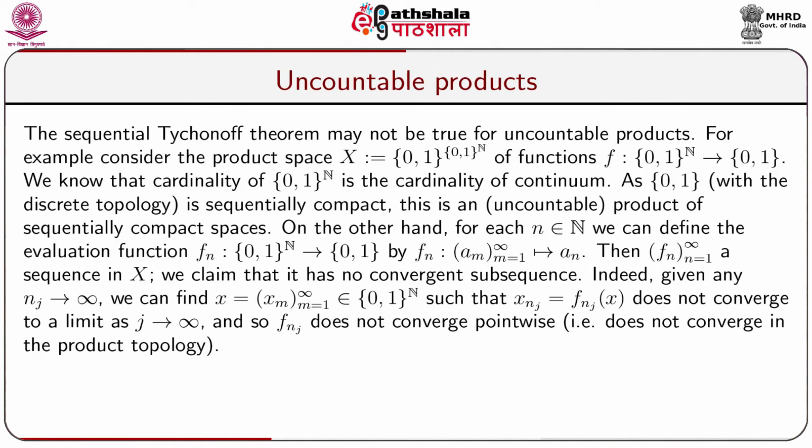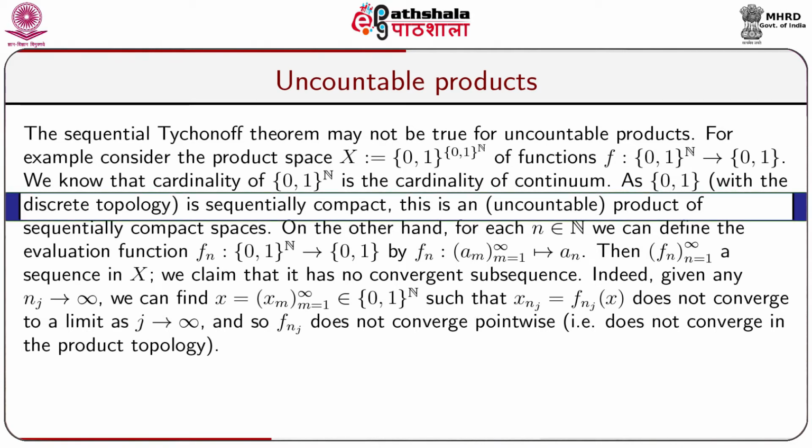But an uncountable product of sequentially compact spaces may not be sequentially compact. For example, consider the product space {0,1}^{{0,1}^N}. That means all functions from {0,1}^N to the set {0,1}. As the singleton set {0,1} is sequentially compact, in fact compact with discrete topology, this is an uncountable product of sequentially compact spaces.